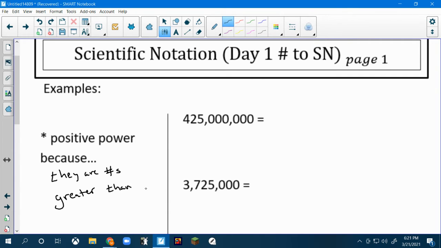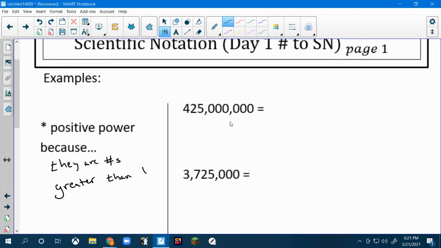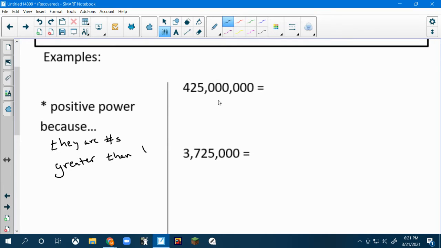Yes, when we get to scientific notation, we talk about really large numbers, and sometimes we talk about really small numbers, like 0.00000000004. It's a really small number. And so we're going to make sure that we use positive powers, because that's what we are doing today, really large numbers. 425 million.